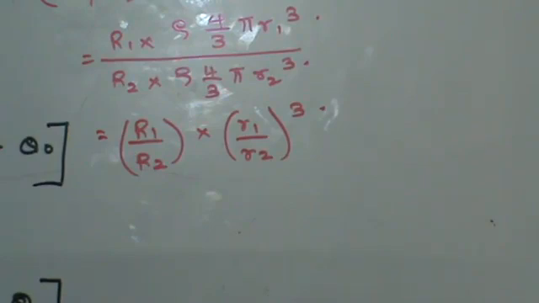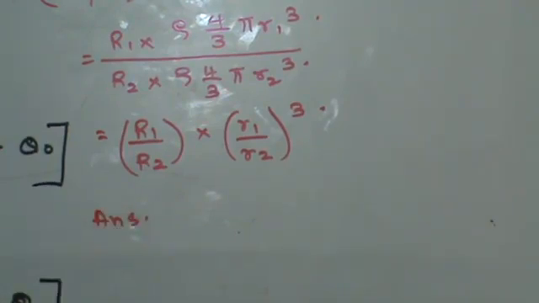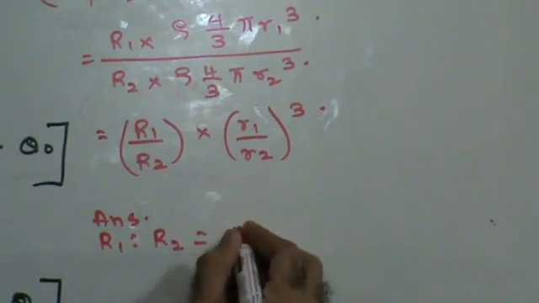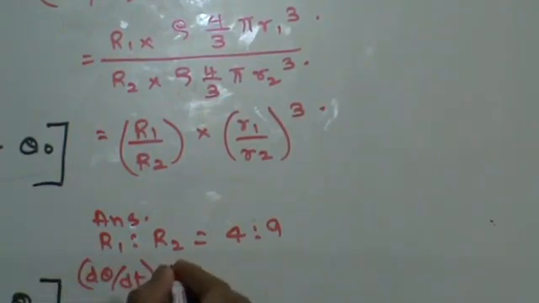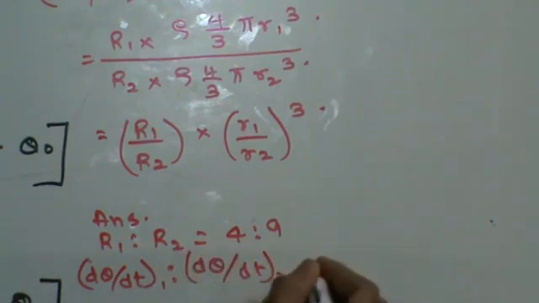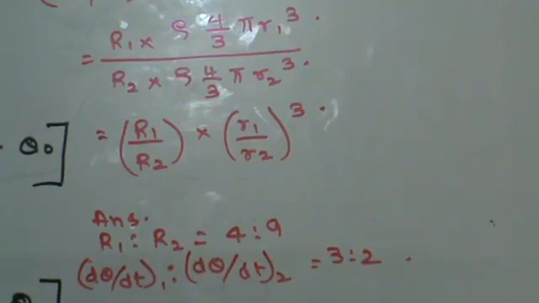See now, next time, the answer for the first part is going to be r1 is to r2 should be 4 by 9, and for the second part, rate of fall of temperature d theta by dt1 is to d theta by dt2 should be equal to 3:2. Take down next one please.